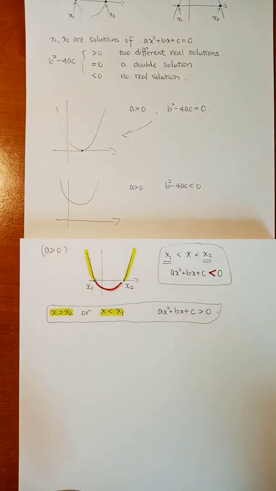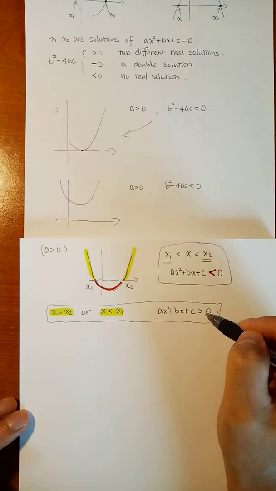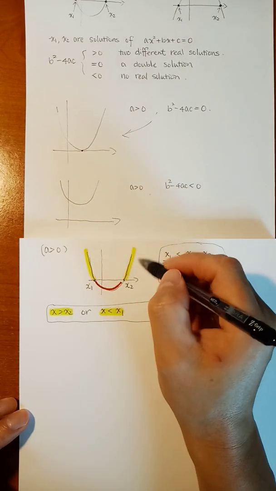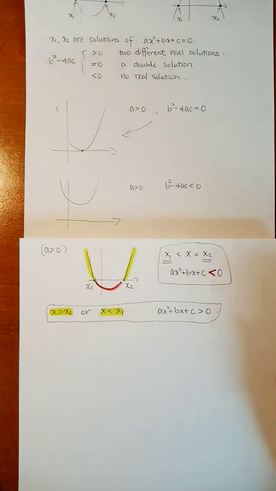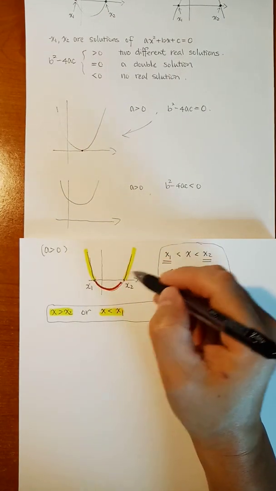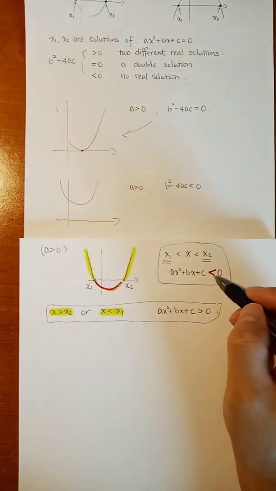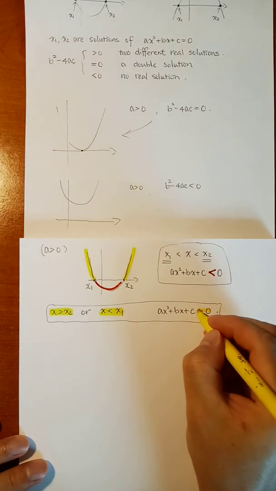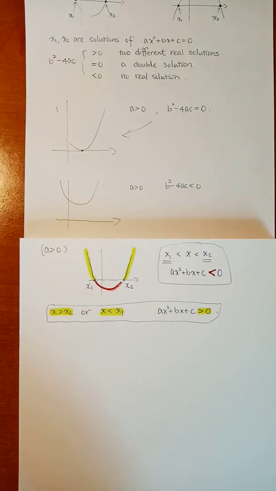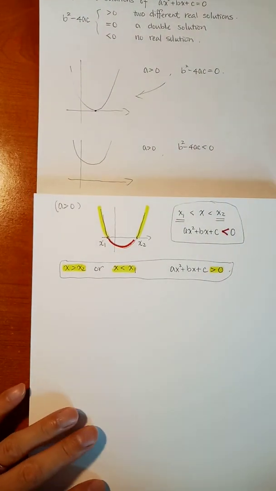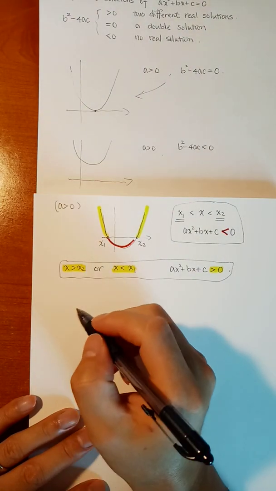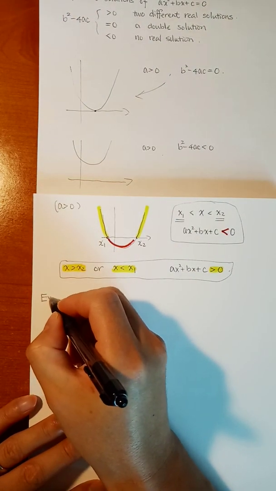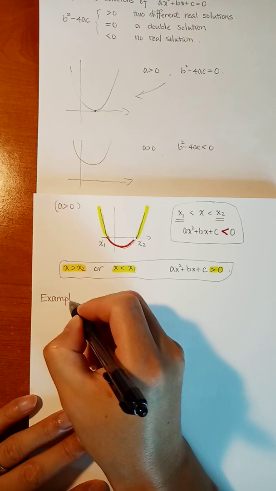If the inequality is greater than 0, we're going to select those yellow branches, the branches above the x-axis. Greater than 0, you will have two branches. Less than 0, you will have one interval. All right, so that's the rule, the key about this inequality. Okay, now let's try to solve it. Examples.